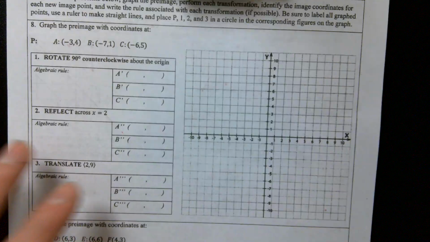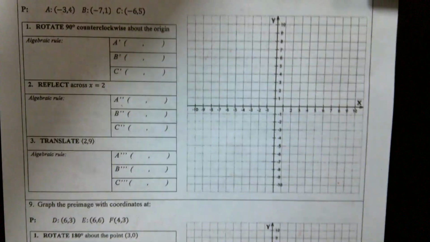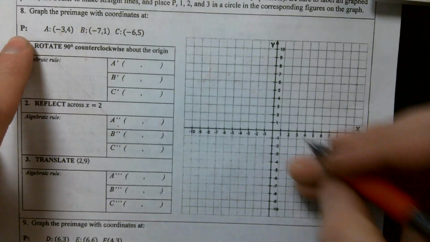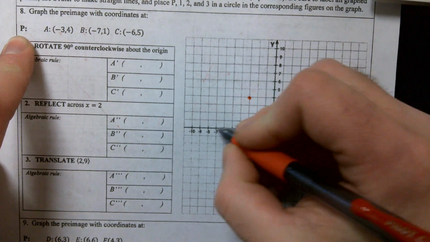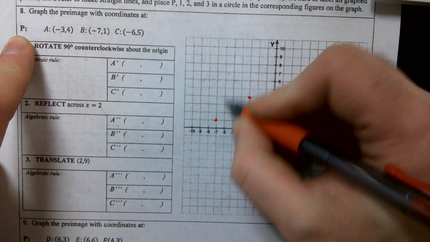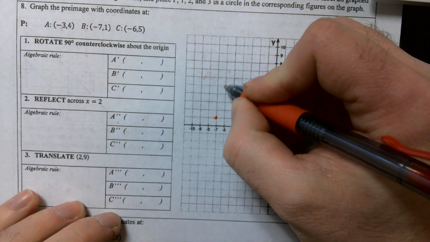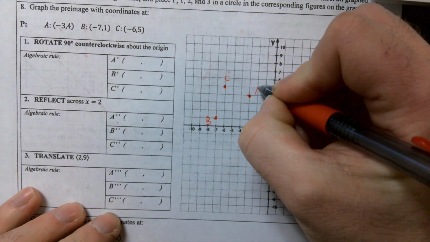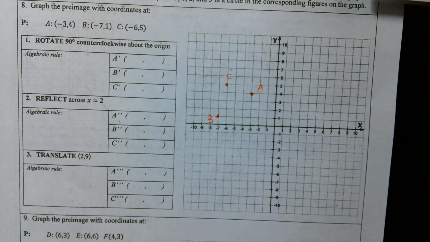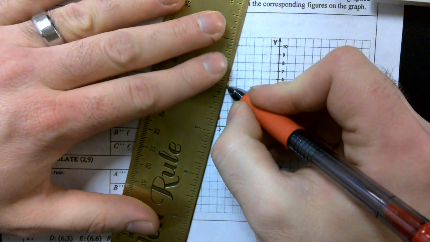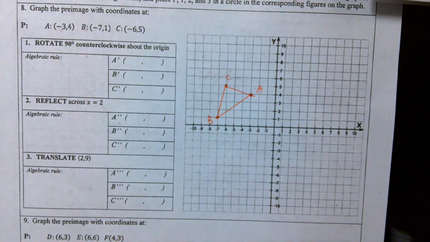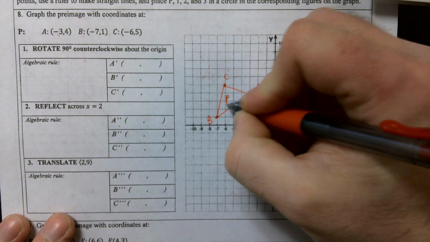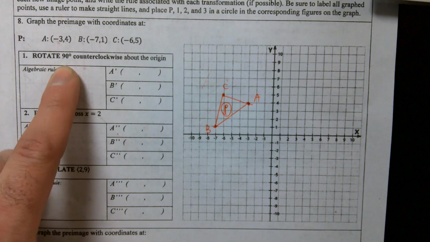That's a lot of directions, Mr. Church, I know. So my pre-image up here: -3, 4, boom, boom. -7, 1, boom, boom. -6, 5, boom, boom. C, B, A. I'm not going to use a ruler for the sake of time because I want you guys to have time to make your little cards. That's my P. I'm going to rotate 90 clockwise about the origin.